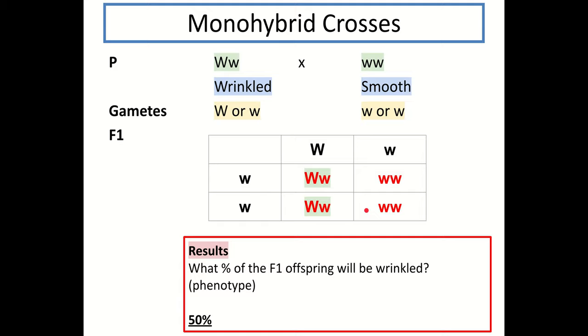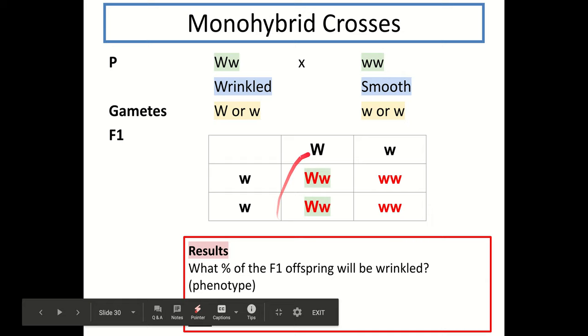Now, our question only asks for the F1 offspring, so we can stop here, and it also asks what percentage of them would be wrinkled. So we just want a percentage of how many would have had the wrinkled phenotype. If we look at our four potential offspring, we're looking for the ones that have a capital W, because we know that that's dominant and that's wrinkled. We can see here that out of the four, two of them have a big W, so that's 50% of the offspring that would be wrinkled. So my final answer is just 50%.